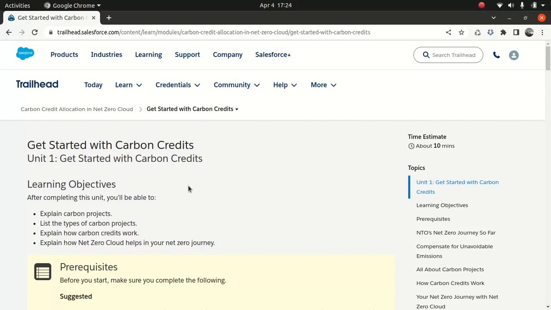So what I'm going to do today, I'm going to talk with you guys about carbon credits and how to set it up in Net Zero Cloud. So instead of creating a slide, I thought I might as well teach you guys from a Trailhead. It's pretty simple, nothing fancy about it, right? It's just an introduction to carbon credits. If you remember, I did mention carbon credits, right? Which is a good way to offset your emissions.